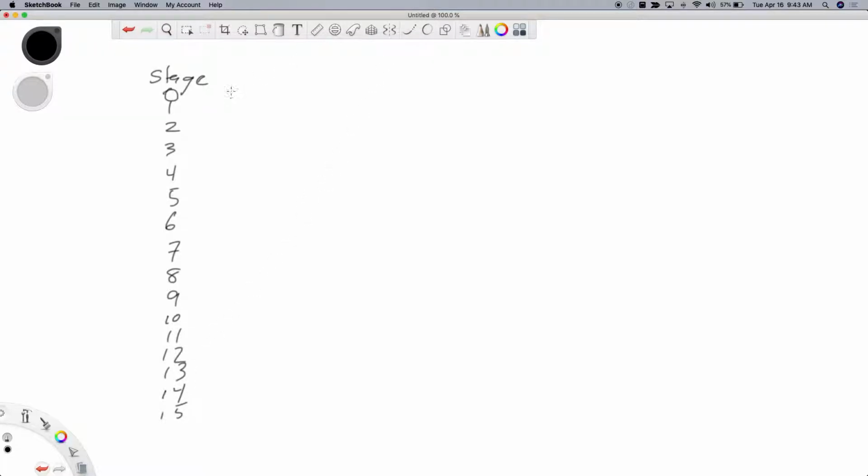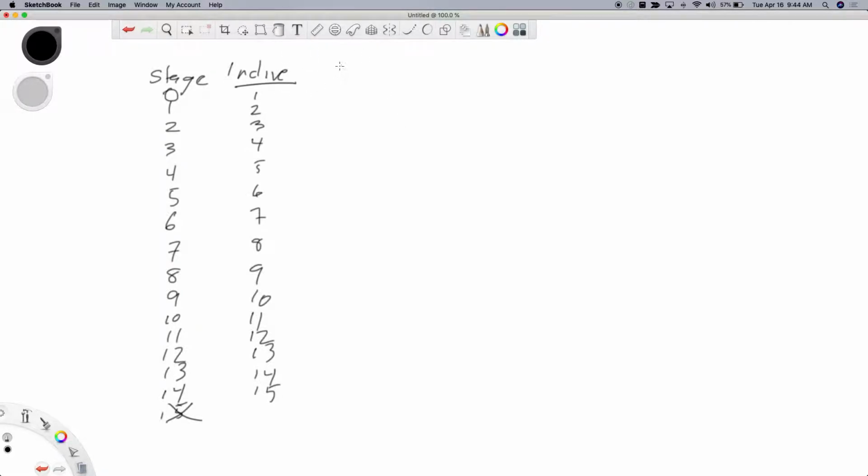Okay, so we had incline at each stage, and his last incline was 15%. So this was 1, 2, 3, 4, 5, 6, 7, 8, 9, 10, 11, 12, 13, 14, 15. So there was no stage 15. Okay?